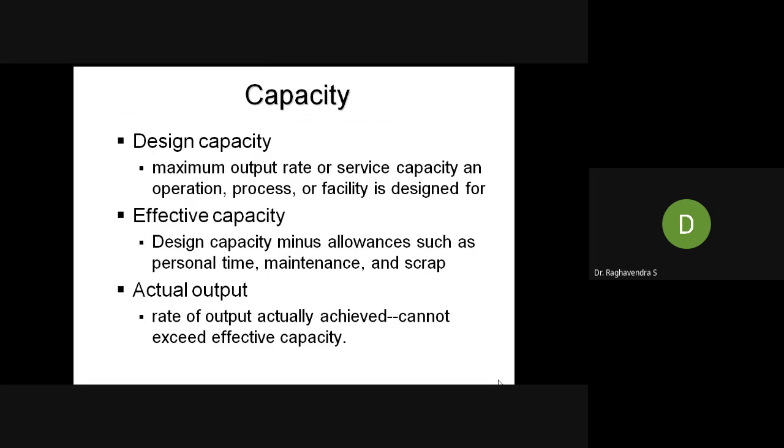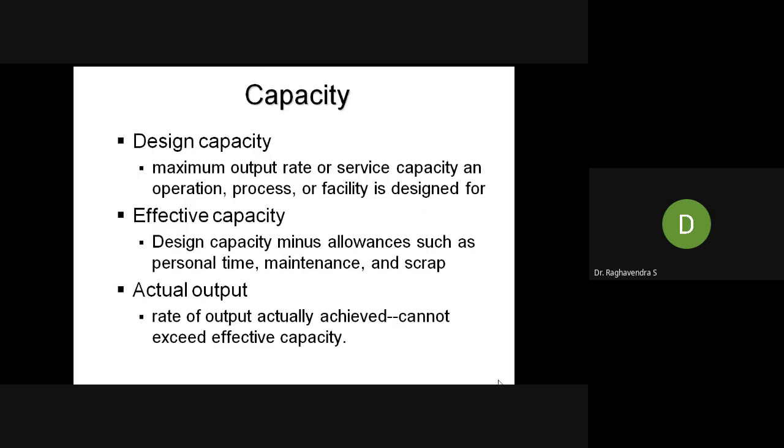Let us see the design capacity. There are three types of capacity: one is design capacity, one is effective capacity, and the other is actual capacity. What is design capacity? Design capacity is nothing but the maximum output rate for a service. Why am I talking about service? Because it may be the service sector or the goods sector. Capacity means what an operation, process or facility is designed for. Suppose you design a truck that can take a load of 100 tons. That is called design capacity. If you are designing the truck for taking 100 tons, that is called design capacity. It means the truck has the capacity to bear the load of 100 tons.